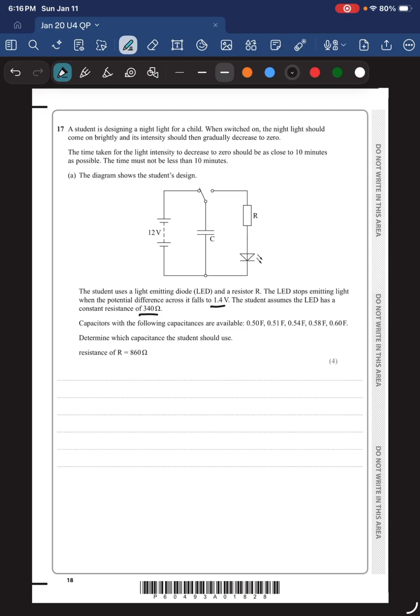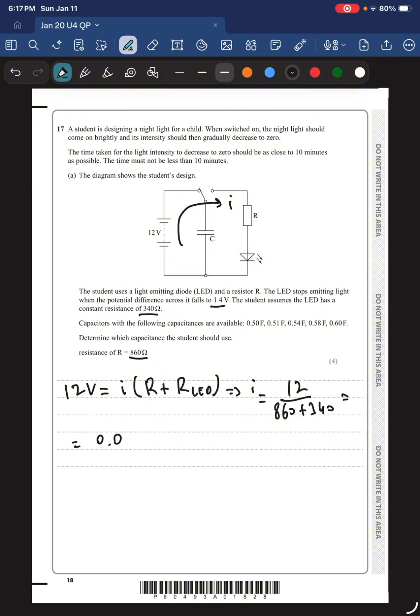Capacitors with the following capacitances are available, and they give us a list. Determine which capacitance the student should use, and they give us the resistance R, this one, okay, which is, what is it, 860 ohms. All right, so first of all, we'll have to find the current in the circuit, okay. So 12 volts is I times R plus the resistance of the LED. So the current is 12 over 860 plus 340. So the current is simply 0.01 amps. And we did this to find the initial voltage across the LED. Okay, so the V of LED is simply I times the resistance of the LED. So this is 0.01 times 340, so 3.4 volts.